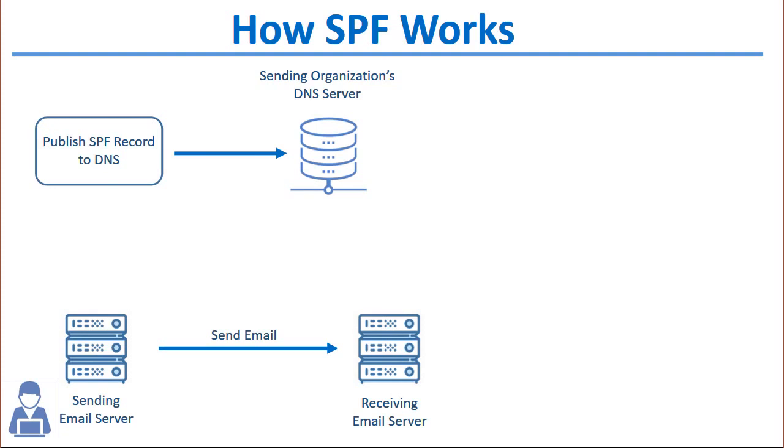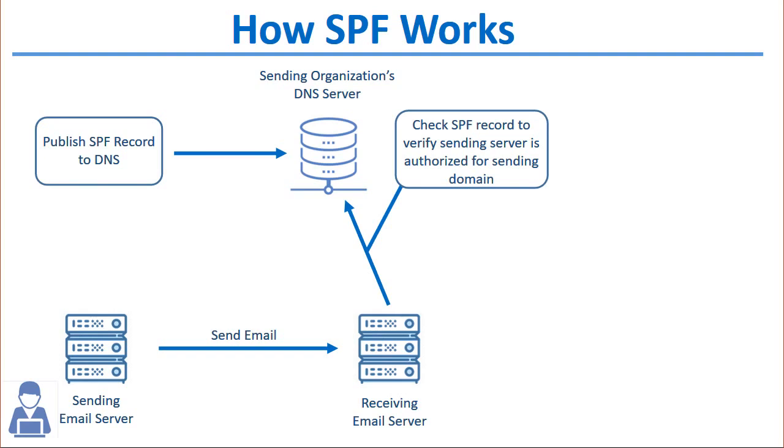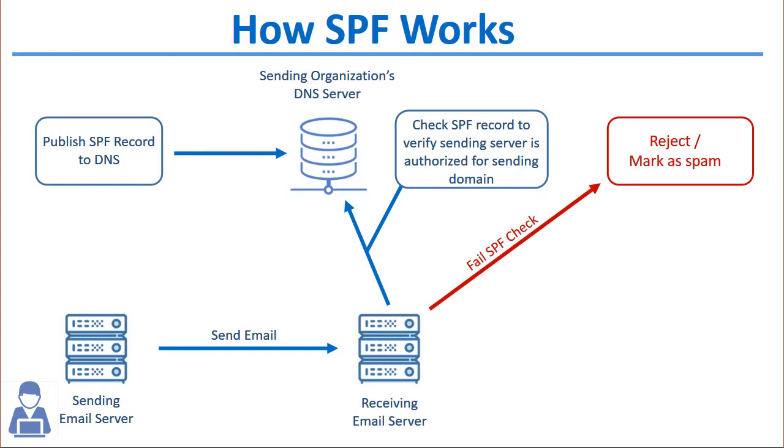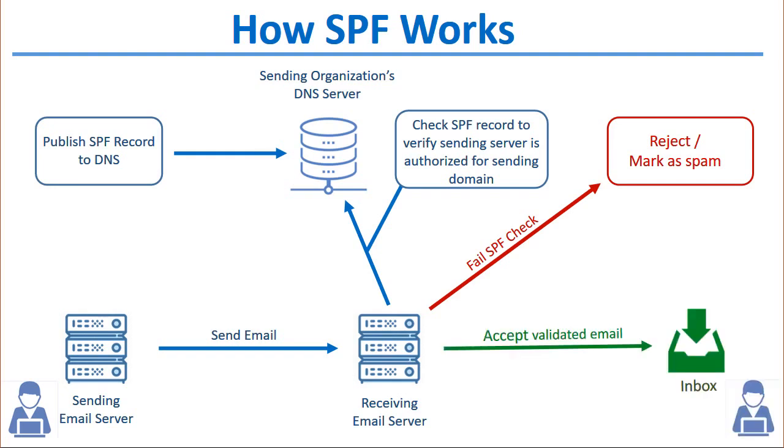And then when an email is sent from your domain, the receiving server checks for an SPF record to verify that the server detected in the inbound connection is a server that is authorized to send email on behalf of the sending domain. And if the SPF record indicates that the server that the message came from was not authorized, then Security Gateway can be configured to reject the message or mark it as spam or quarantine it. If the SPF record lookup passes verification, then the message is accepted and delivered to the receiving mail server and then on to the user's inbox.